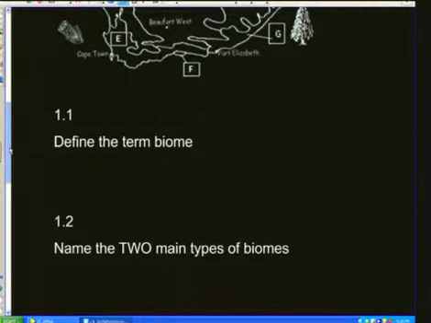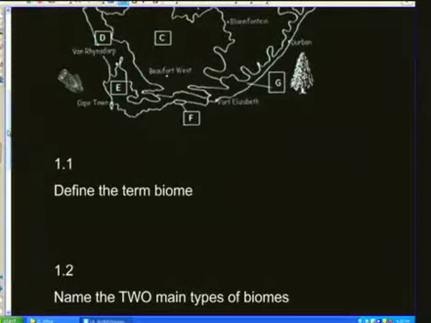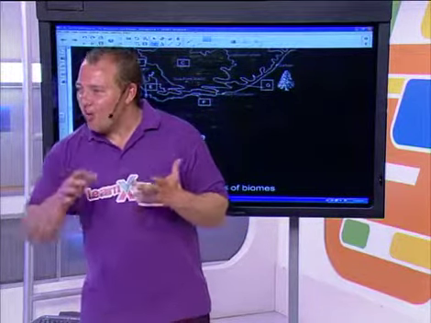Next one: name the two main types of biomes. So, Looney, we get two main types of biomes. Let's see how good you are. We have one and we have another. The one is where we live. Where we live, like me and you.